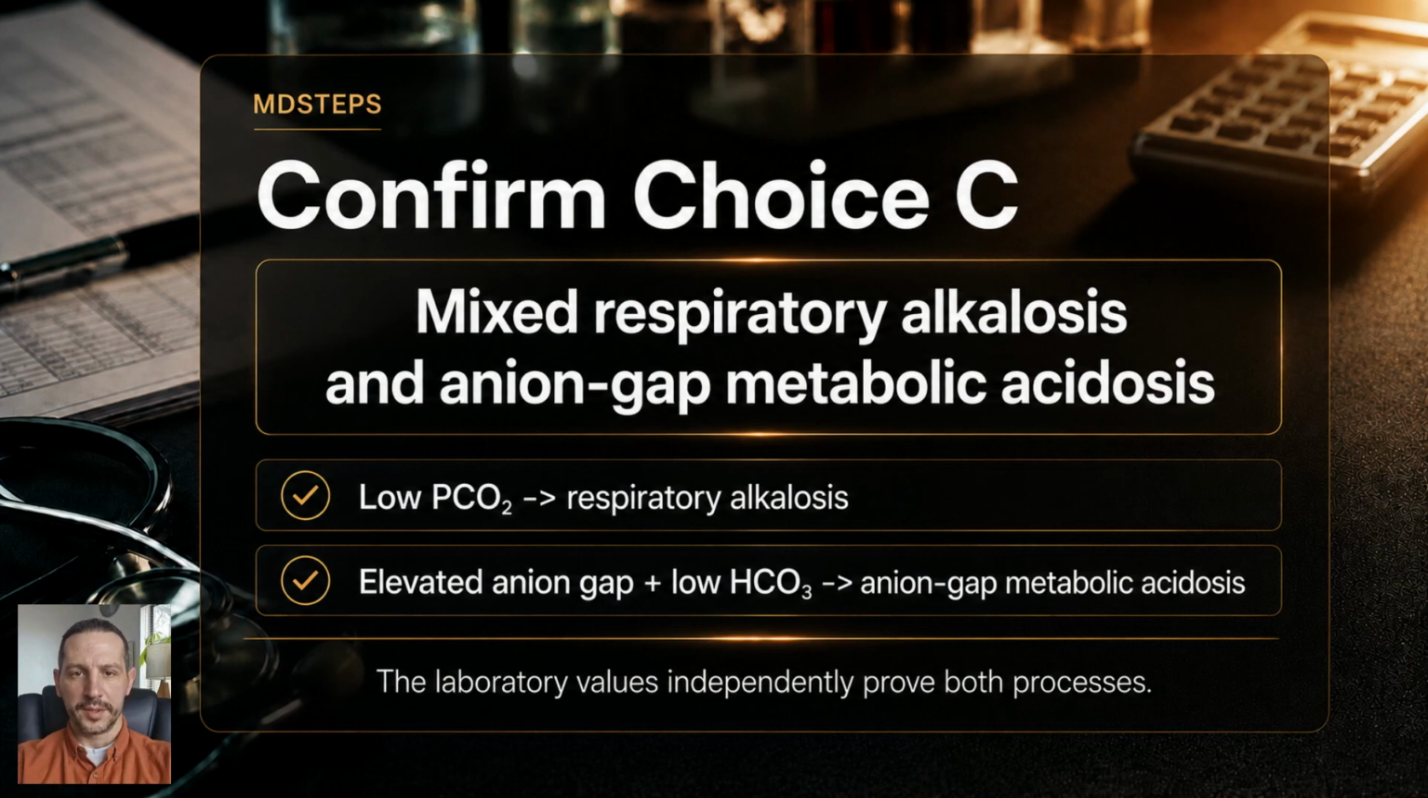Choice C is mixed respiratory alkalosis and anion gap metabolic acidosis. This is correct. The elevated anion gap proves the presence of an anion gap metabolic acidosis. The carbon dioxide is lower than Winter's formula predicts, proving a separate primary respiratory alkalosis. Salicylate toxicity is classically associated with this combination. But the strongest reasoning does not depend only on memorizing that association. The laboratory values independently prove both processes.